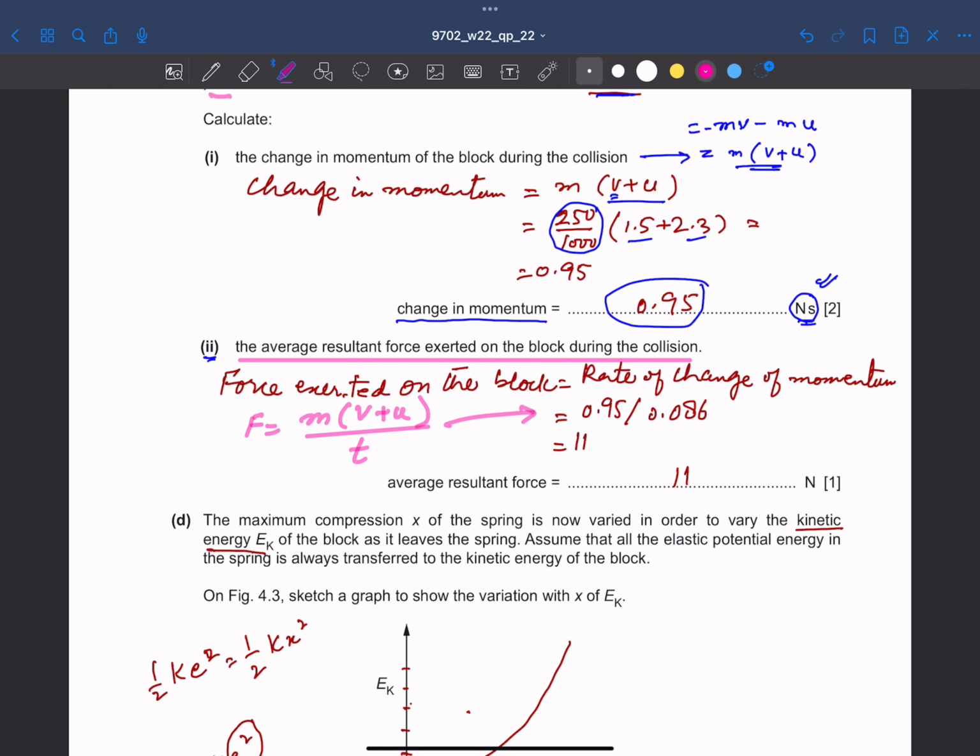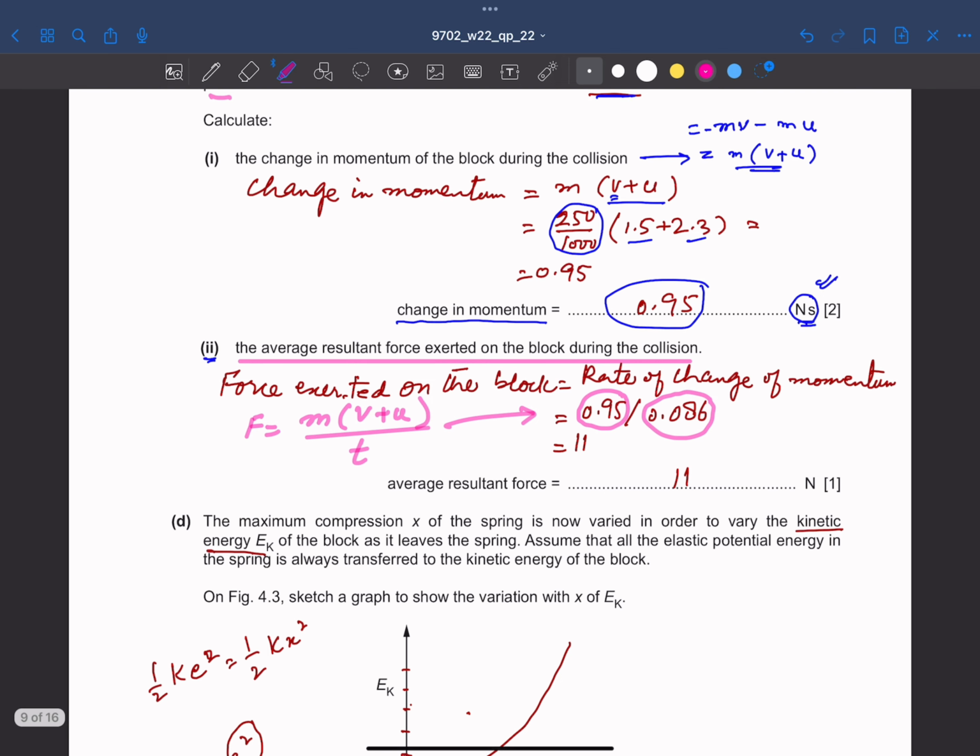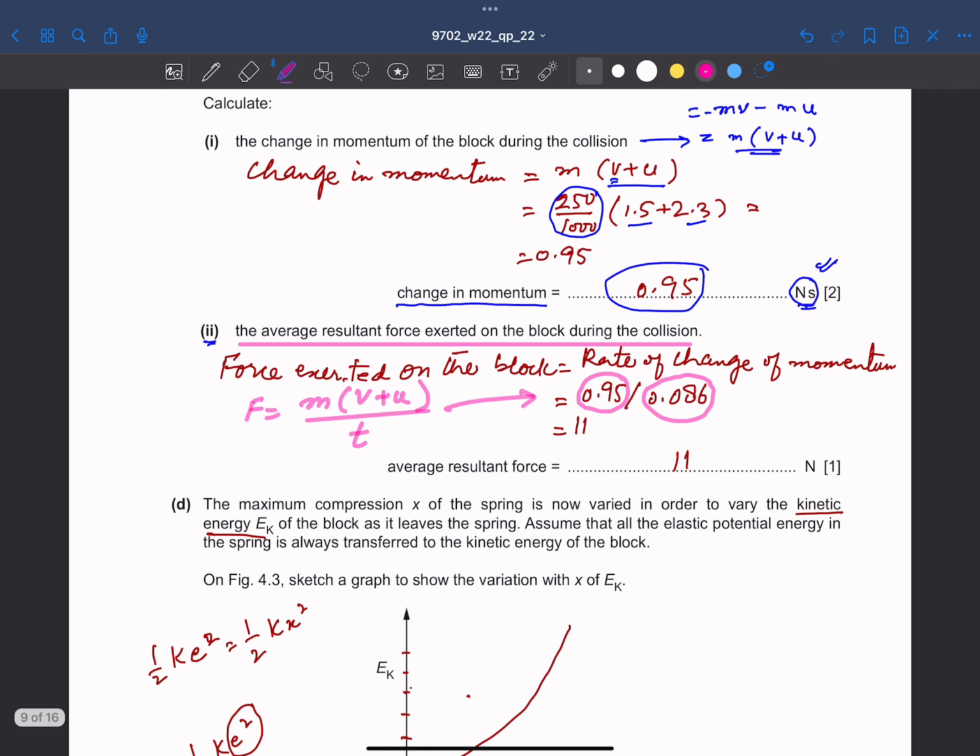So what you have done already, the 0.95 is the change in momentum, and 0.086 is the time interval, or you can say the time of contact. This is the time for which the momentum is changing. So this is how you can calculate the average resultant force, which is nothing but 11 Newton.